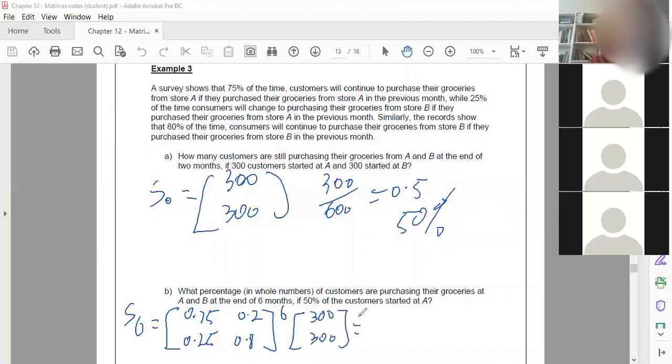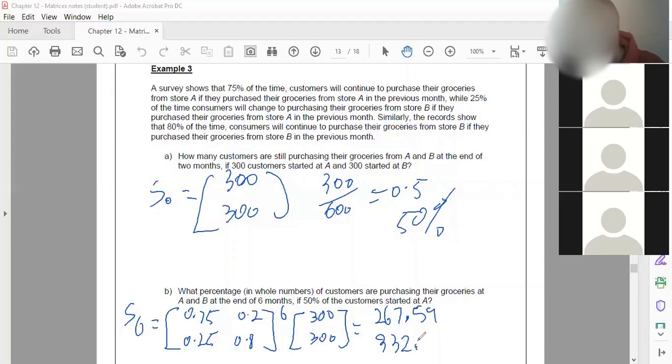You first need to work this out. So, okay. Press up arrow to get to the original where I've already worked that one out. Change that power of 2 to the power of 6. Right, I get 267.59 to 2 decimal places and 332.41 to 2 decimal places, which I'm going to round.